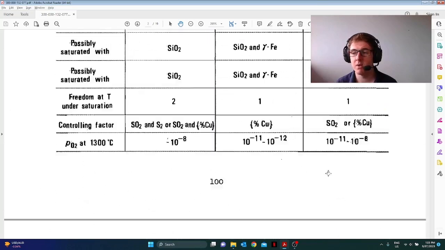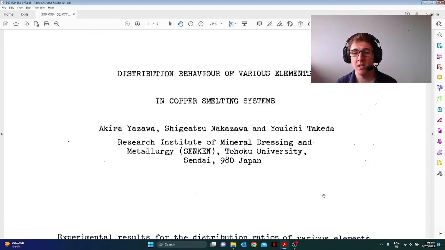But yeah, this is a really good paper. I'd highly recommend reading it if you were interested. Again, it's on OneMine. This particular paper is called The Distribution Behavior of Minor Elements in Copper Smelting Systems by Yazawa. So yeah, check it out. It's really good. And you can access this one through your OSIM membership. If you log in through the portal, go to OneMine, you can find it there. It's great.